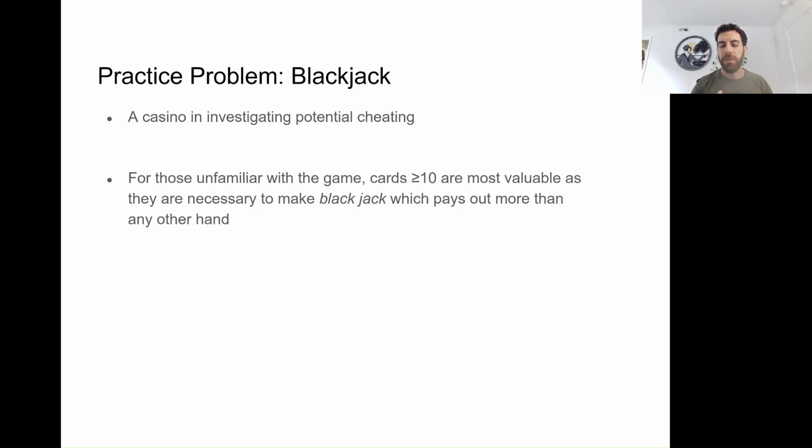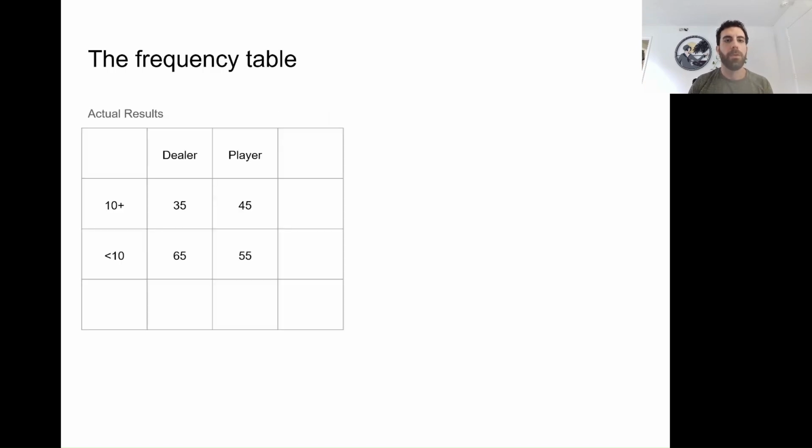So the casino is investigating a particular dealer to determine if they're cheating, and to do so, they collect data on the number of cards greater than or equal to 10, which I mentioned previously, versus the number of cards less than 10, which are less valuable because you can't make blackjack with cards less than 10. So this is their actual results of what they observe, right?